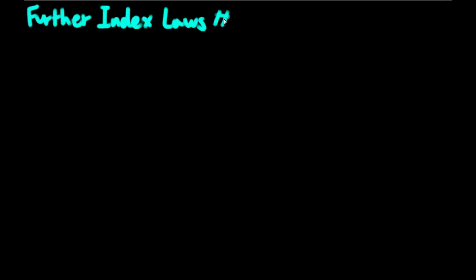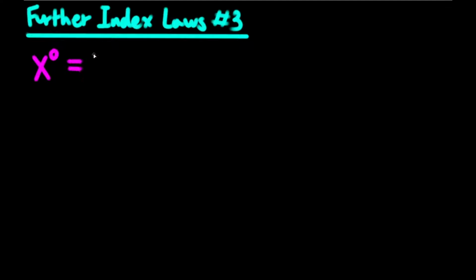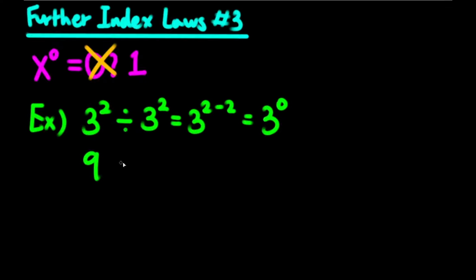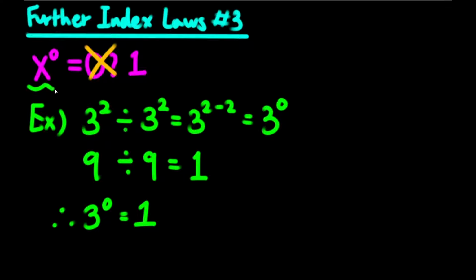Now here's an important thing. What's x to the power of 0? Is it 0 because x is multiplied by itself 0 times? The answer is no, it's 1. You can prove this with the basic index laws. Here we have an example. 3 squared divided by 3 squared is 3 to the power of 0. What's 9 divided by 9? It's 1. Whatever the x is, x to the power of 0 is always 1.